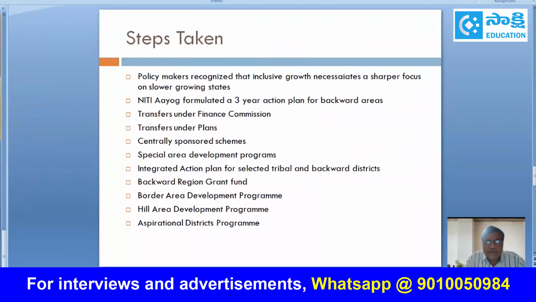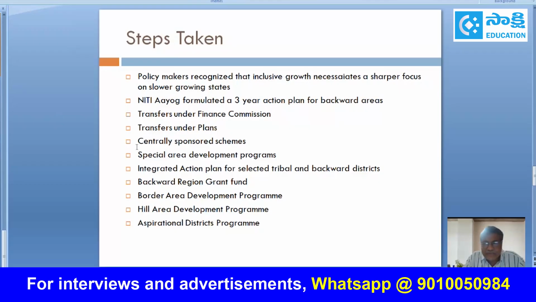If you observe the centrally sponsored schemes like PM Gram Sadak Yojana, the government of India is investing heavily in the construction of road facilities in backward regions of the country. More funds have been allocated to backward states under this program. It is a centrally sponsored program.